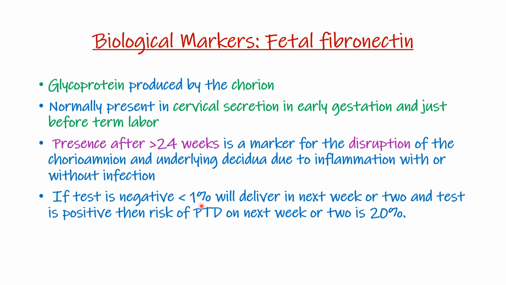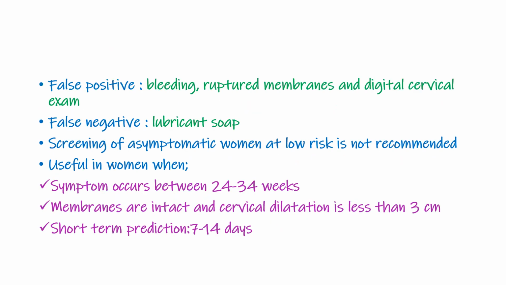So if the test is negative, less than 1% will deliver in the next week or two, and if the test is positive, then the risk of preterm delivery in the next week or two is usually 20%. A false positive is when it is positive, but you don't have preterm labor. This is when you can have bleeding, rupture of membranes, and a digital cervical examination. A false negative is when you have preterm labor, but the test is negative, and this is usually due to lubricant.